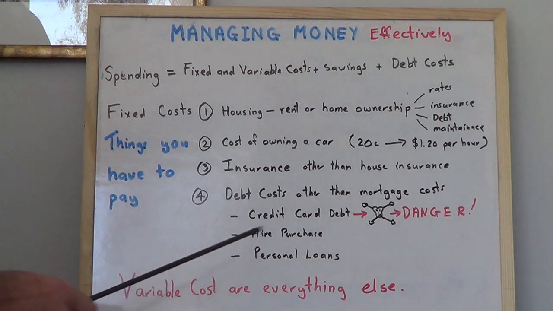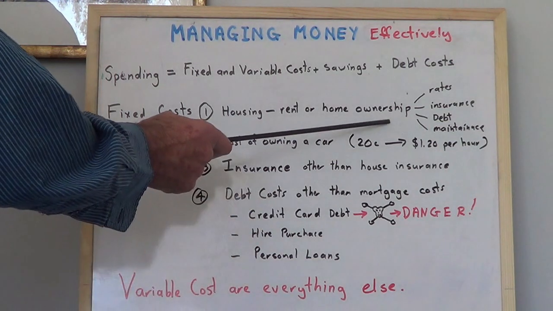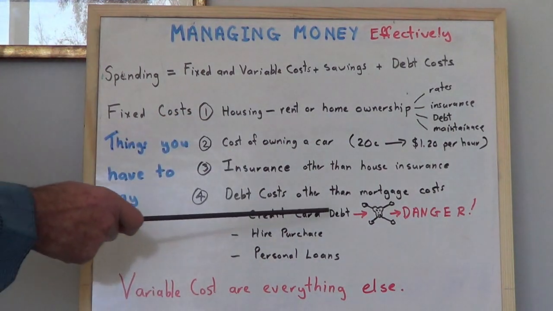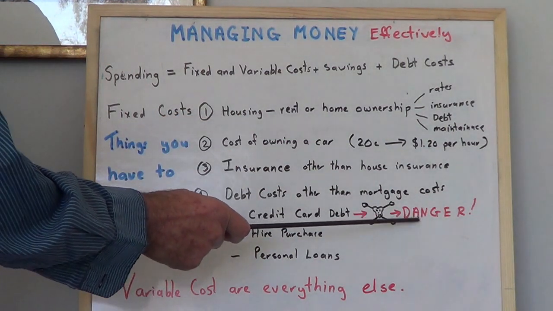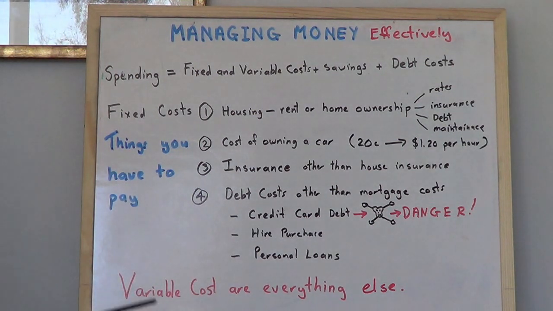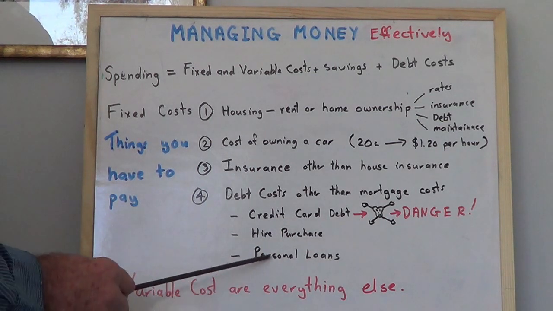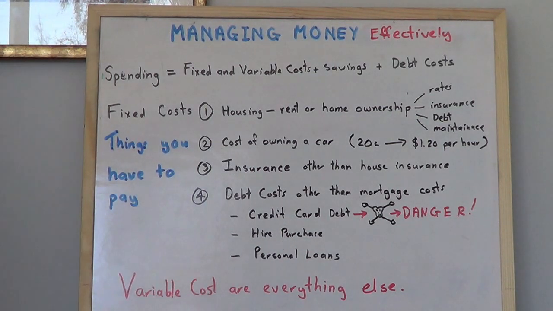Alright, now the fourth one is the debt costs other than the mortgage costs, which we've covered up here in housing. You've got credit card debt, which is really dangerous. You don't want to go there. I'll do a video on that further down the track. And you've got hire purchase and you've got personal loans. Now, everything else is variable costs.